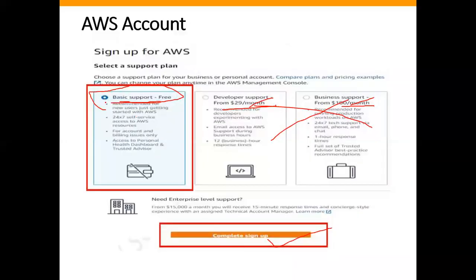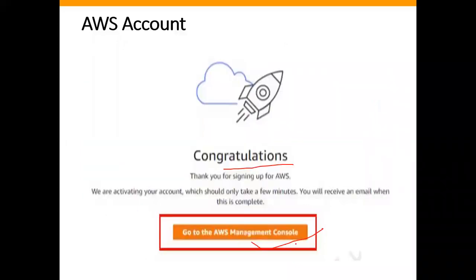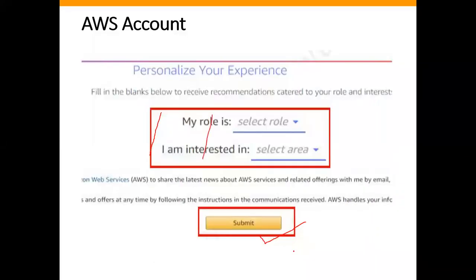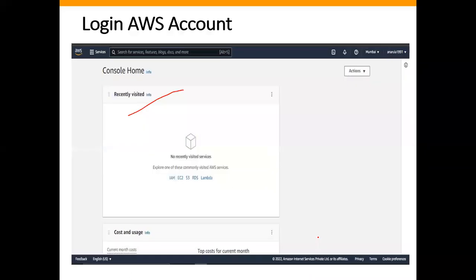And then select support plan as free plan. And then you can click on complete sign up, go to AWS Management Console and select a role, and then click on submit. Your AWS account is going to be created. This is the complete process you guys are going to follow to create your AWS account.